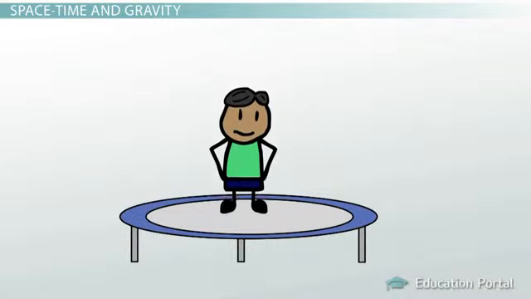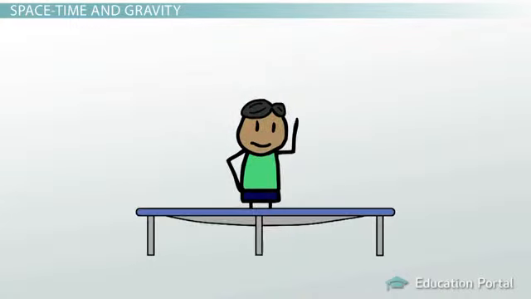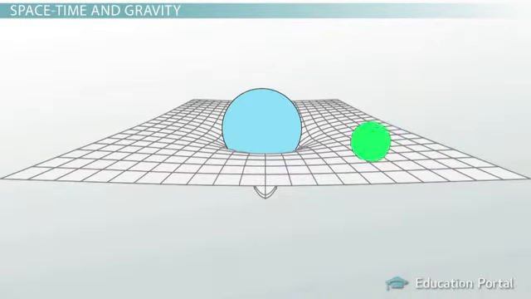Planets would be like people sitting on the trampoline. Objects would create a dimple in space-time, just like they would on a trampoline. If a smaller object is rolled close to the larger object on the trampoline, the smaller object will bend its direction towards the larger object. Perhaps this is how gravity works.